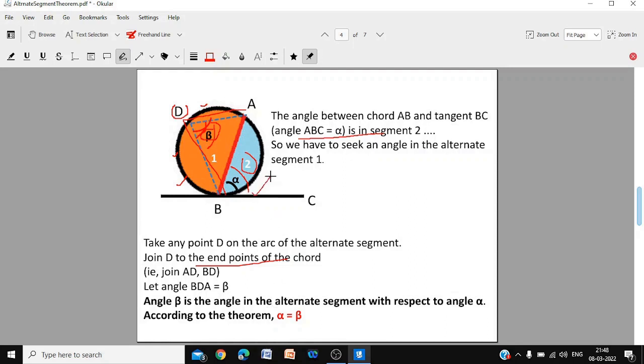So this is the angle in the alternate segment. So for alpha, the angle made by the chord with the tangent in the blue colored segment, the angle in the alternate segment in the red segment, angle beta or ADB, is the angle. Now we have to prove that alpha and beta are equal. That's the theorem. The angle made by the tangent and the chord in the blue segment will be equal to the angle in the alternate or the red segment, that is alpha must be equal to beta, and we shall prove it very easily.